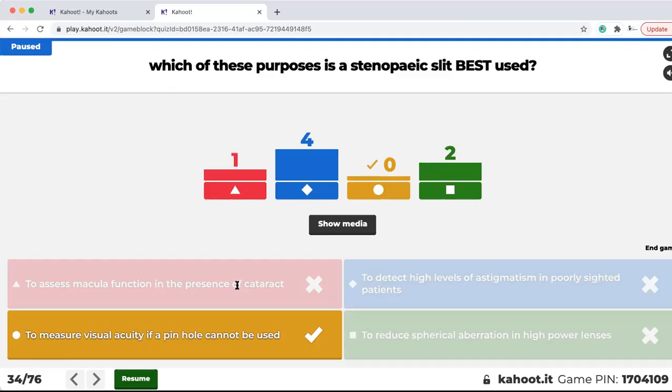So my understanding of this question is that they are asking about detecting high levels of astigmatism in poorly sighted patients for a reason. They could simply say that it can detect astigmatism in a normal patient, which is true. But why are they specifically asking about a high level of astigmatism in poorly sighted patients? This is because they didn't mention that the poor sight is due to the astigmatism. If this is the case, then the stenopic slit will not be able to differentiate between both reasons, either a high level of astigmatism or another coexisting pathology.